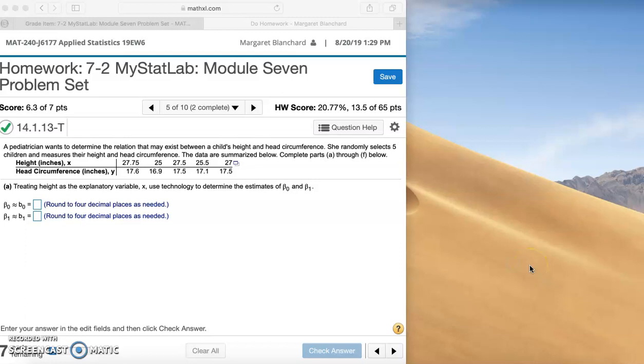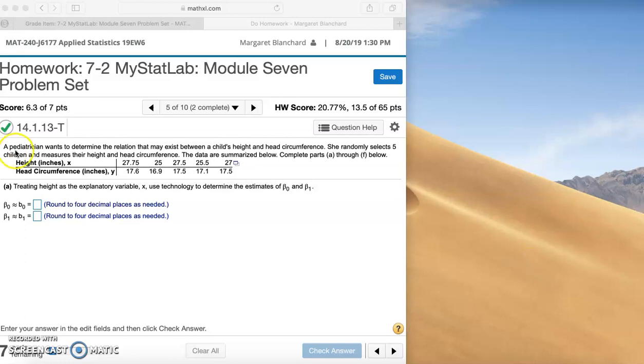Module 7, problem number 5. A pediatrician wants to determine the relation that may exist between a child's height and head circumference. She randomly selects 5 children and measures their height and head circumference. The data are summarized below. Complete parts A through F below.